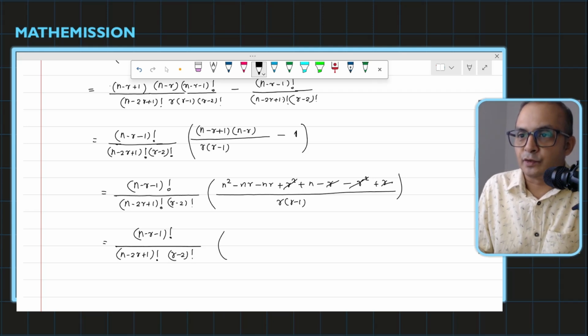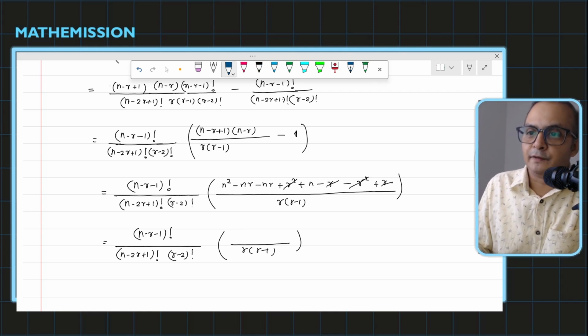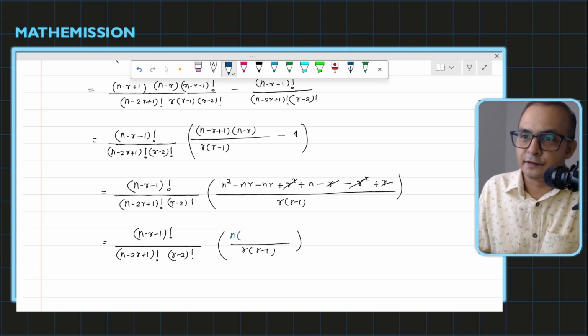But here n square minus 2nr plus n, and this is r into r minus 1. You can notice from there I can take n common. So let me write it in that way. If I take this common n, I will get n out, and so I have n and then minus nr, because actually n minus 2r, and that is n out, so plus 1.